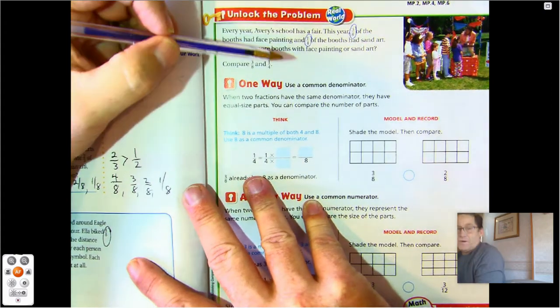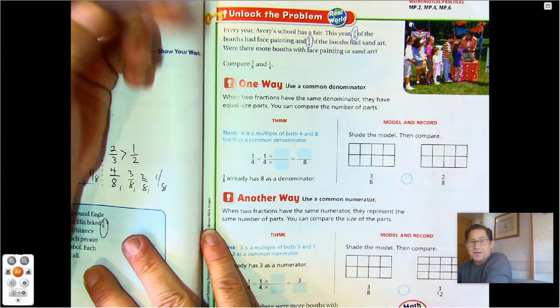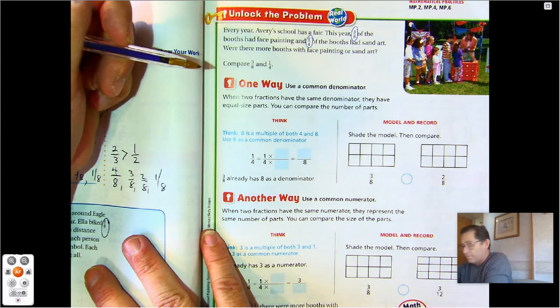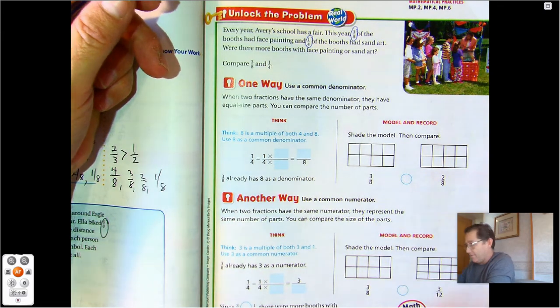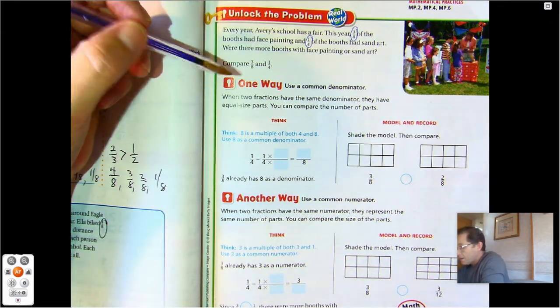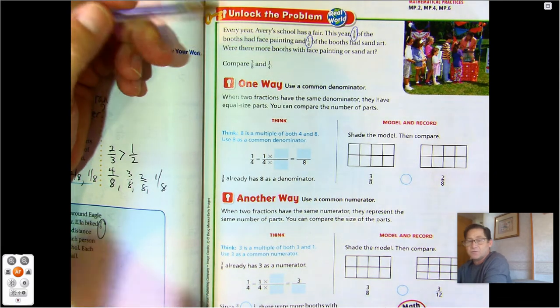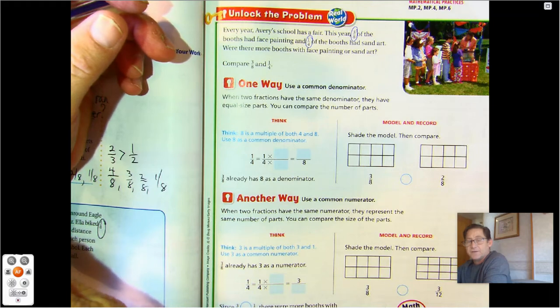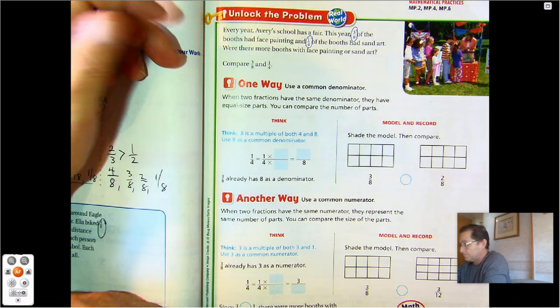So one way we can compare these fractions is to use a common denominator. Remember we listed multiples of the denominator and we found which one was in common. And so when two fractions have the same denominator, they have equal sized parts. So if they have equal sized parts, you just have to see which one has more of those parts.